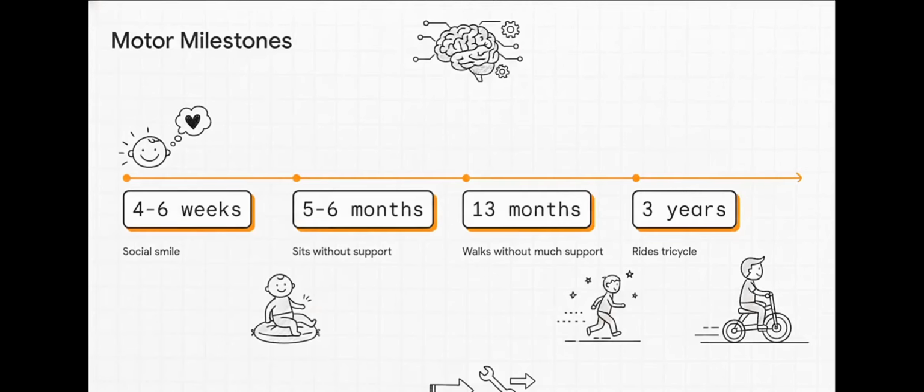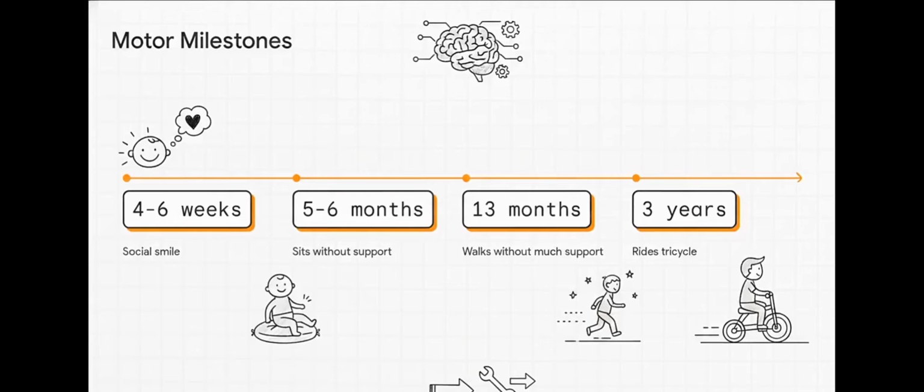And they meticulously track key developmental milestones, specifically to identify the exact moments a child's gross motor functions might be delayed. They rely on standardized benchmarks. For instance, at 4 to 6 weeks, they're looking for a social smile. By 5 to 6 months, a child should be sitting without support. Around 13 months, walking without much support, and by 3 years old, they should be riding a tricycle.